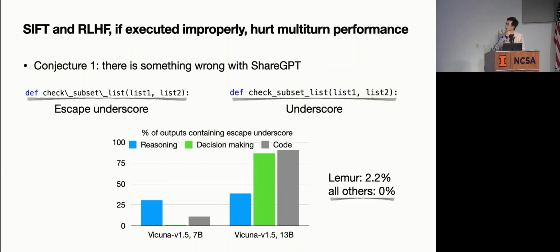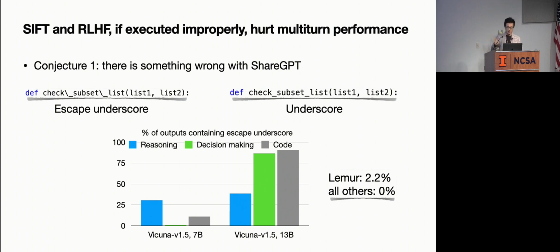So our first hypothesis is that there could be something wrong with the fine-tuning data used by these models. So we took a closer look. We find an interesting and strong correlation between training on a data set called ShareGPT and producing a specific type of errors in the model's outputs. ShareGPT is an open source dataset that collects volunteers' chat history with ChatGPT, and it is used by almost all open source models in fine-tuning.